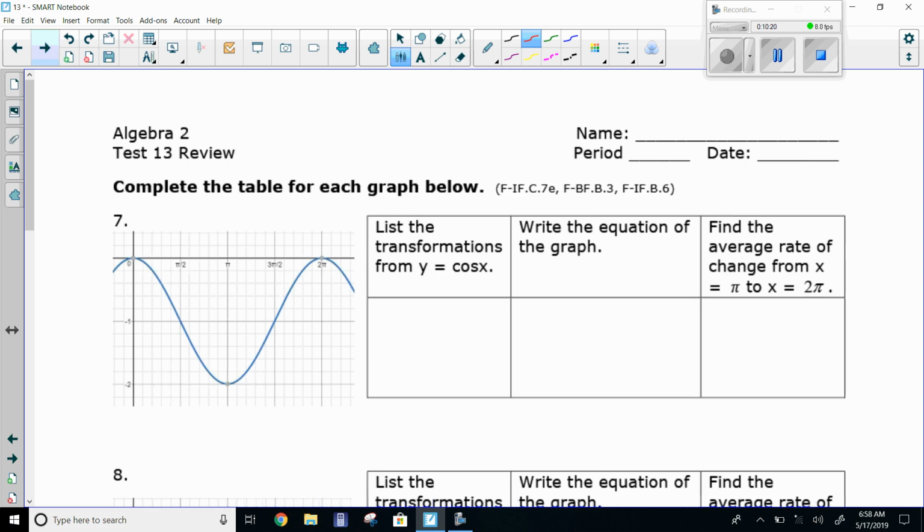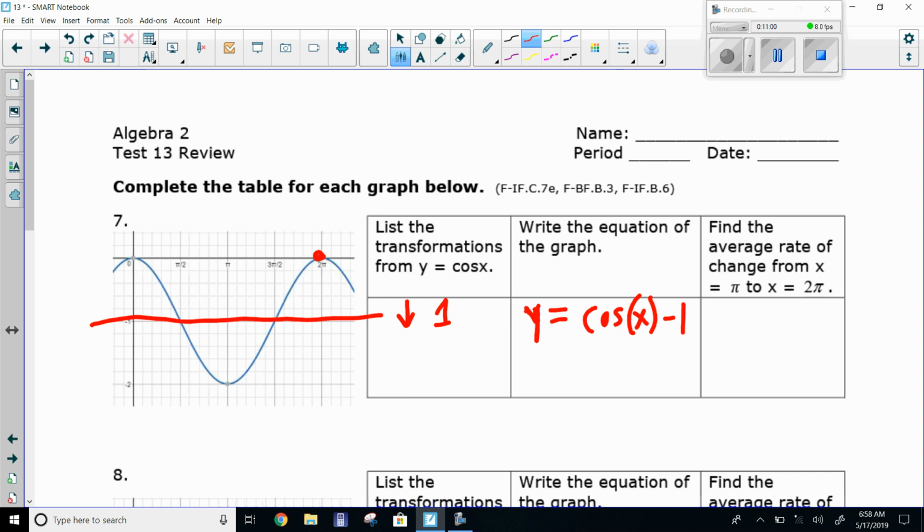Okay, so complete the table for the graph below. List the transformations. So we know that a regular cosine has a midline at 0. So it looks like this shape has a midline at -1. So that means that it shifted down 1. We know that a cosine starts high and ends high, so it's not a reflection, so we're good there. And we know that the period is at 2 pi, so that's a normal period. So to write the equation, we would have to do y equals, we already know it's a cosine shape, so it's the cosine of x, and then since it shifted down 1, it's just going to be -1.